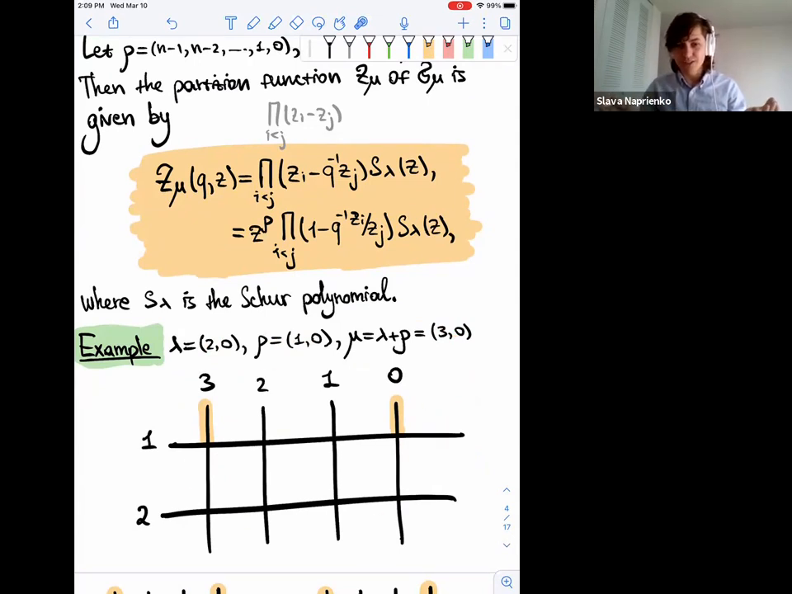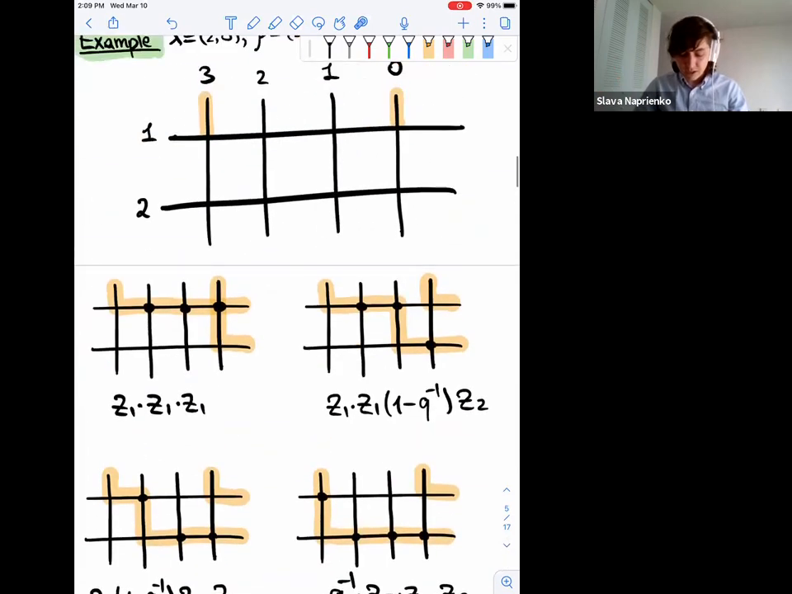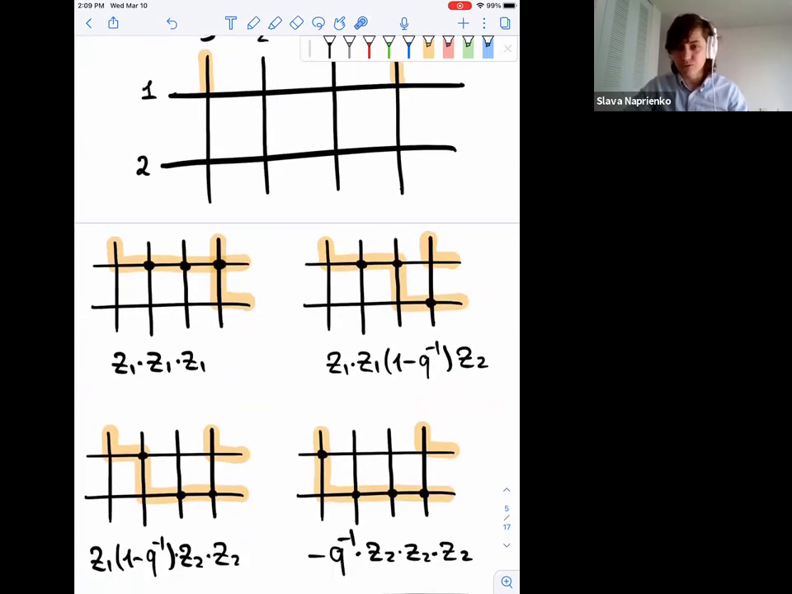In my model, I just have 2 rows. I have 4 columns. I number them from right to left, 0, 1, 2, 3, and I put my flow at 0 and at 3. Here you can see all the possible configurations that could happen. So let me go through them quickly.